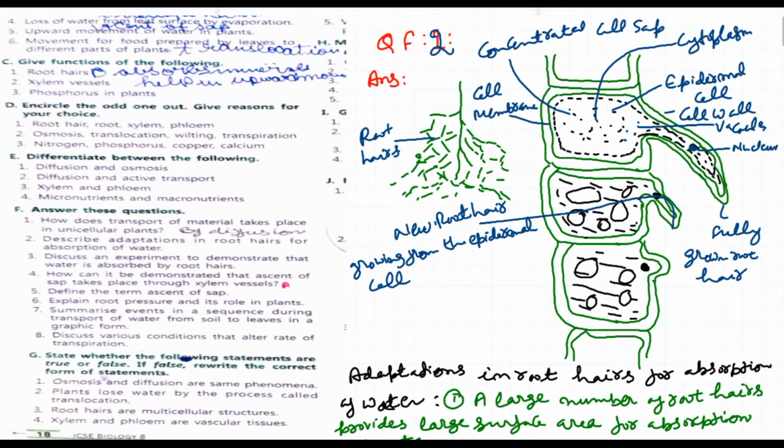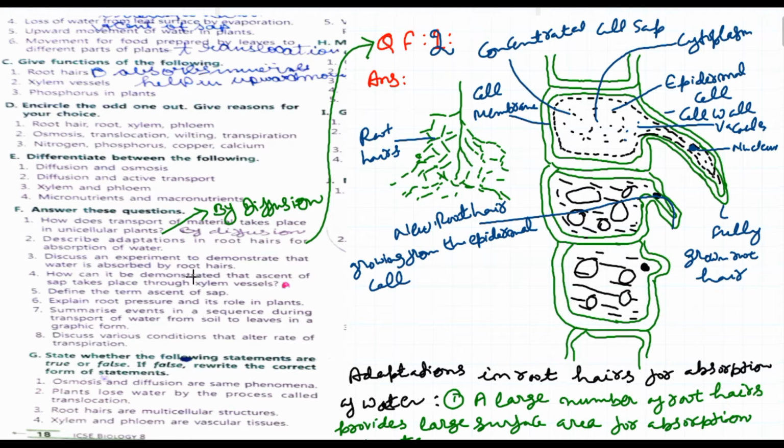So next page is question number F, part first. How does transport of material take place in unicellular plants? So it takes place by diffusion. I have solved it here. Now question 2 of part F is given here.